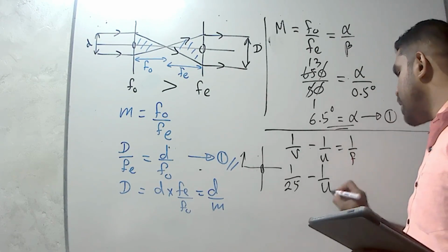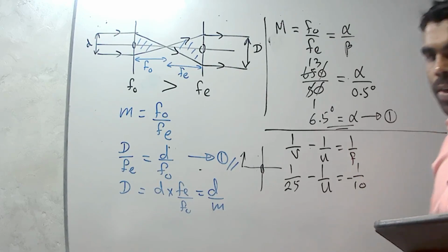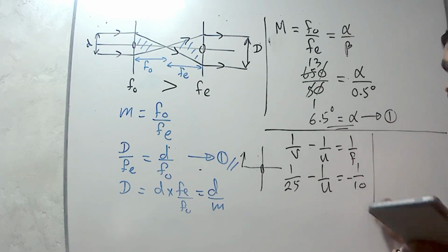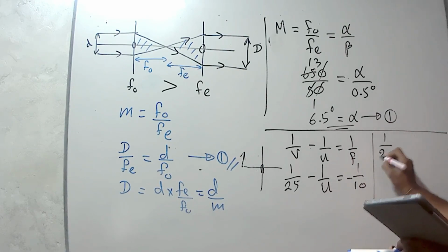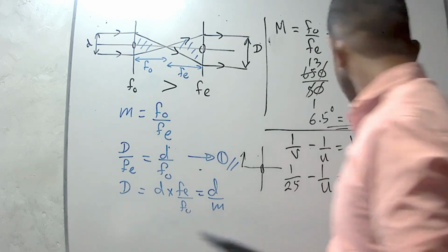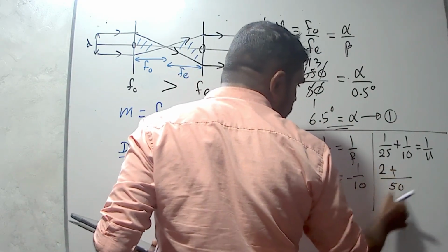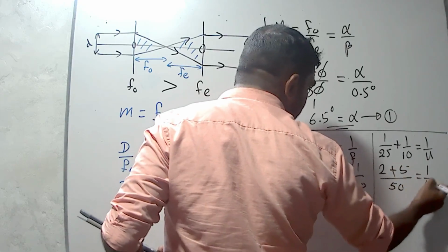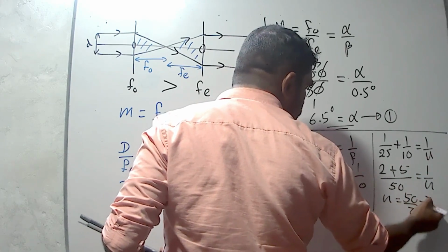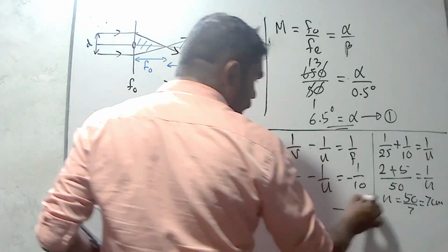We have to find the object distance. The focal length is given as 10, it is minus 10 because a simple microscope is a convex lens. Then we can find the u value: 1 over 25 plus 1 over 10 equals 1 over u. LCM 50: 50 divided by 25 is 2, plus 50 divided by 10 is 5. We have to find the approximate value. 50 divided by 7 is approximately 7 centimeters. Then we can get that the third one is the correct answer.